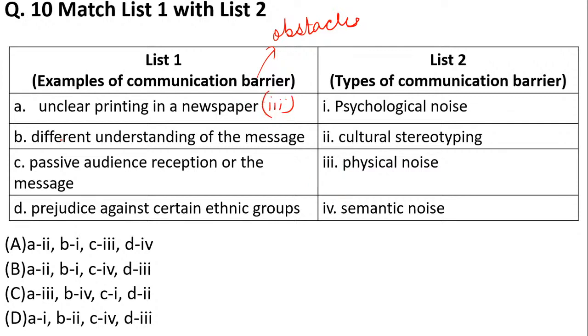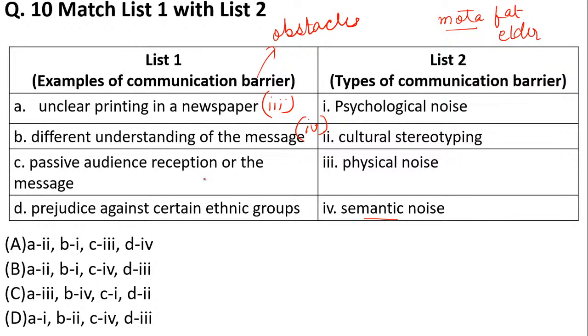Okay. Different understanding of the message. So different understanding is semantic noise. Like, you might have heard of this word mota. In Hindi we say mota, it means fat, and in Gujarati mota means elder. If you are in Gujarat and you say mota bhai, it means elder brother, but in other places of India, they will mean a fat person. So mota here is an example of semantic noise, that is, different understanding of the message.